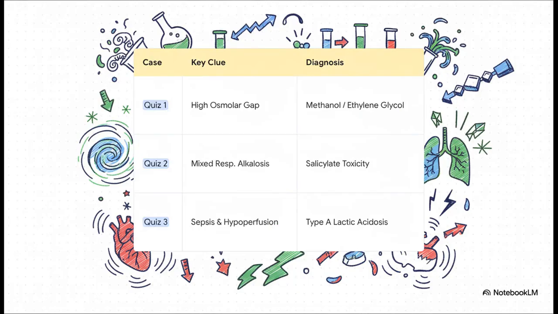So let's just do a quick recap of our 3 challenges. In case number 1, the big clue was that high osmolar gap, and it pointed us straight to toxic alcohols. For case 2, it was that really bizarre mixed picture. The respiratory alkalosis plus the metabolic acidosis, that was the unique signature of aspirin toxicity. And in our last case, the clinical picture of shock and hypoperfusion led us right to type A lactic acidosis.